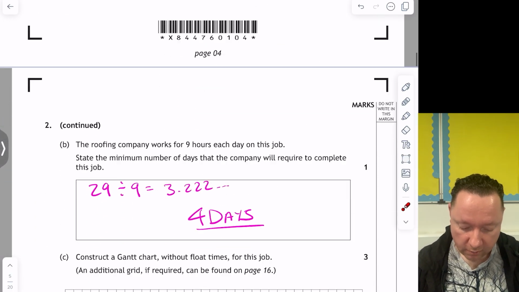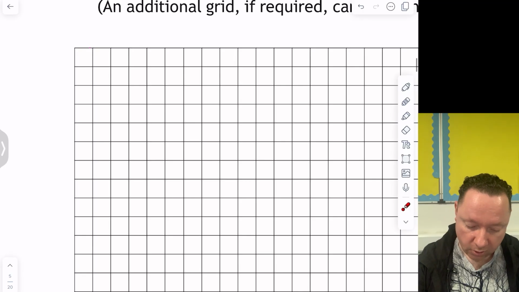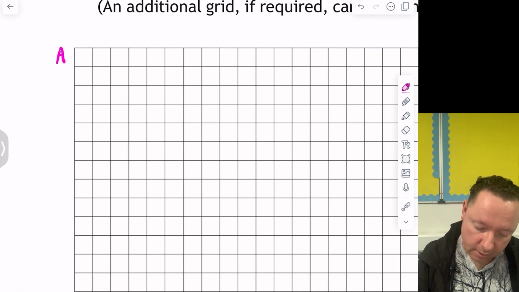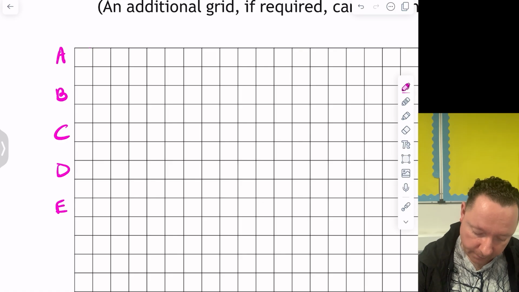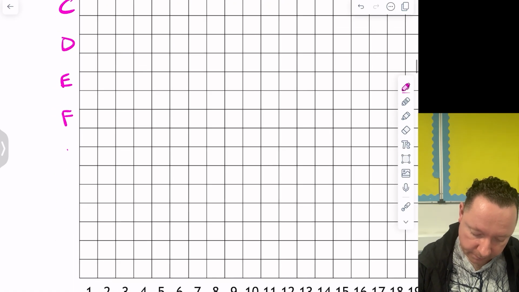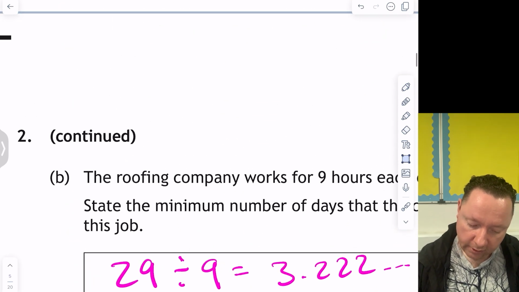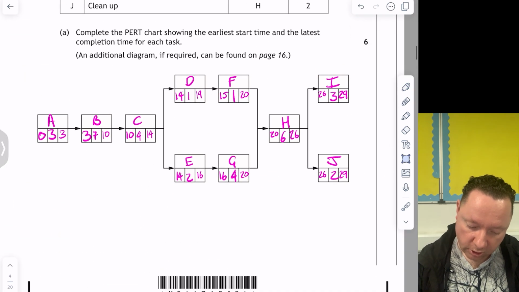So let's start our Gantt chart. I'm just going to go down the way, but you can go up the way if you want. So we've got A, B, C, D, E, F, G, H, I, J. So you need to draw some boxes. So you need to constantly check your table.